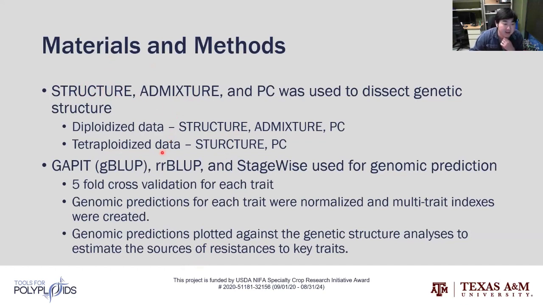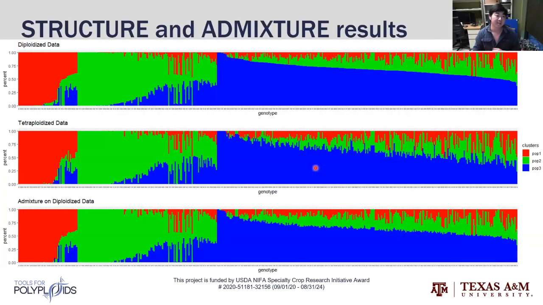Other than that, to the comparisons here, the 3 genomic selection software that were used, GAPIT and RR-BLUP, were on the diploidized data. The stage-wise was on the tetraploidized data. So this is the results of the structure analysis, and what you see are 3 main groups, which I alluded to on the slide earlier.